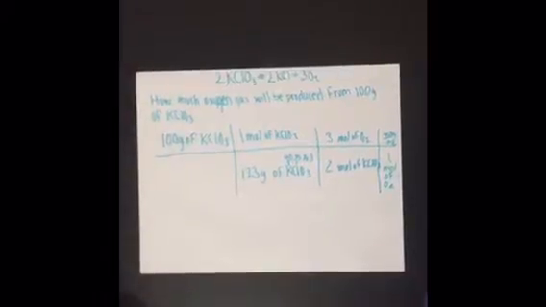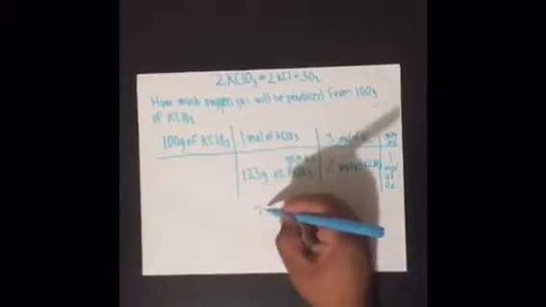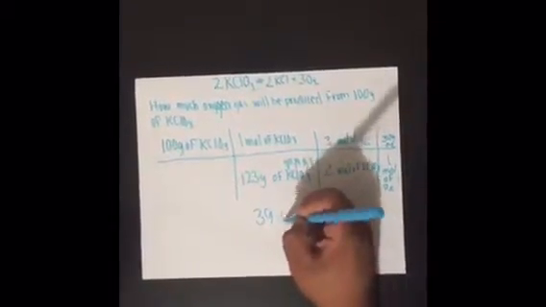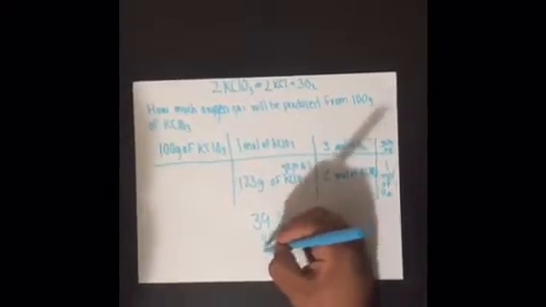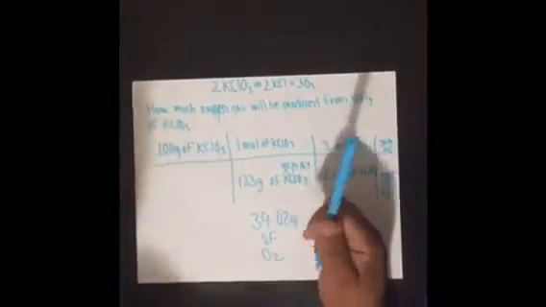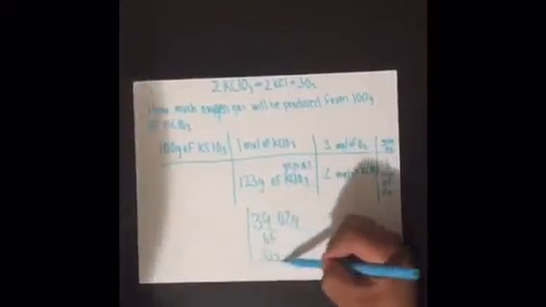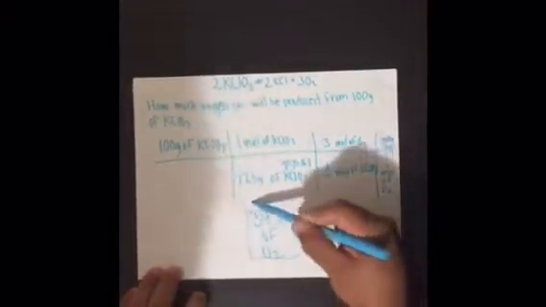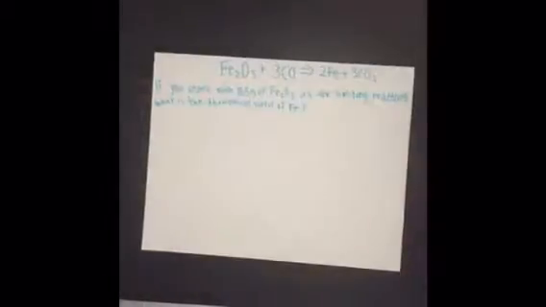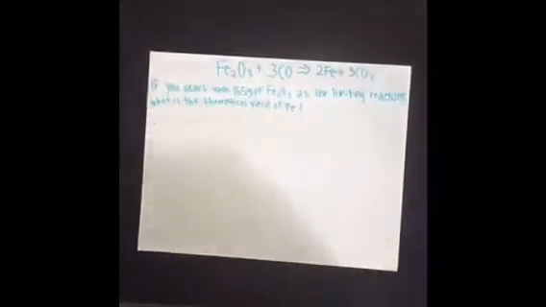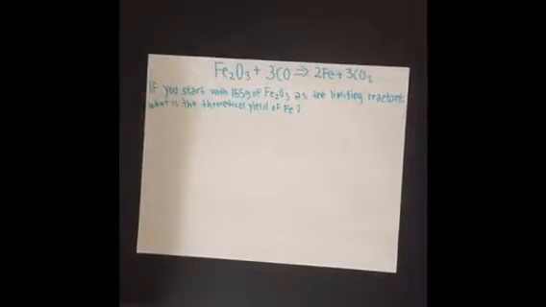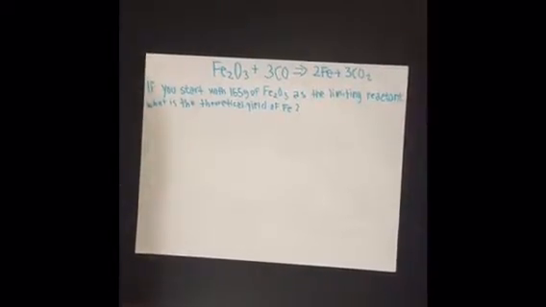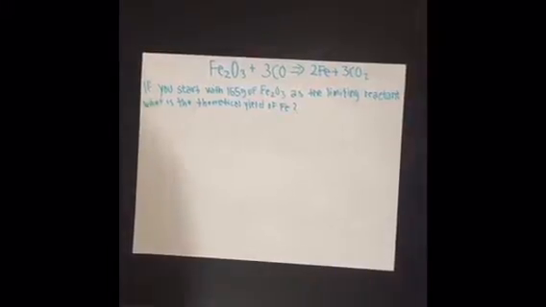You're going to get 39.02 grams of O2. And this is your answer for problem number 1. Equation number 2. If you start with 155 grams of Fe2O3 as a limiting reactant, what is the theoretical yield of Fe?